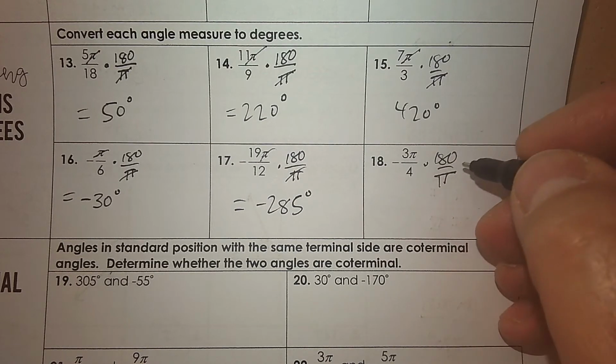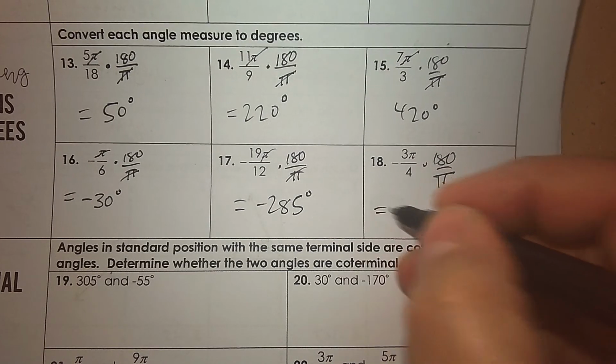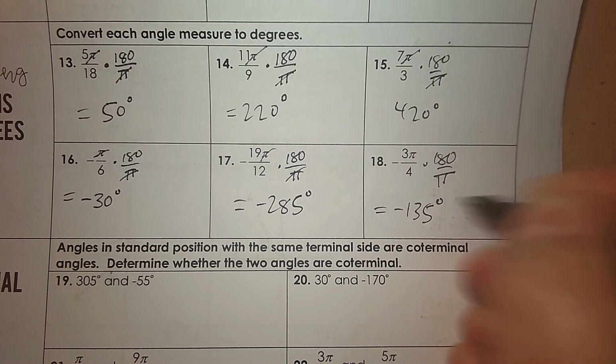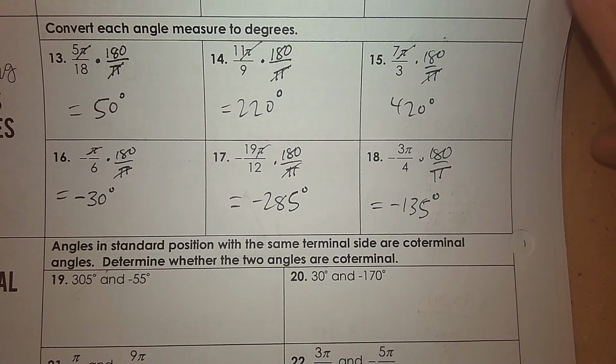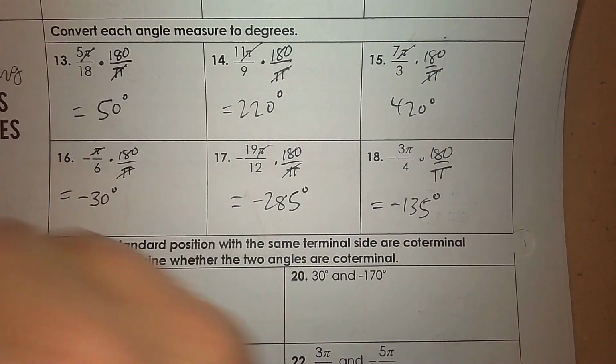Pi's divide out, and the answer is negative 135 degrees. All right, here's the last part of the lesson, understanding coterminal angles.